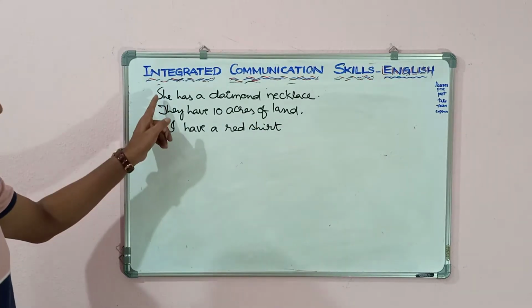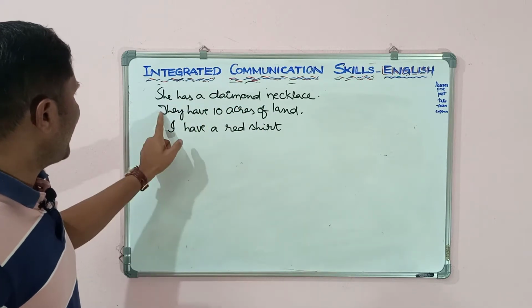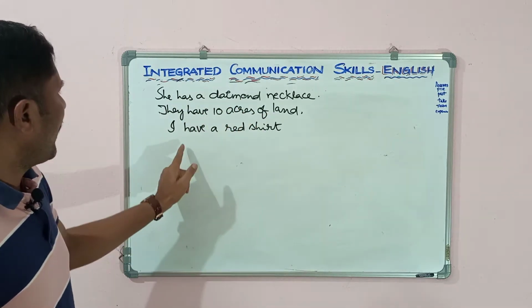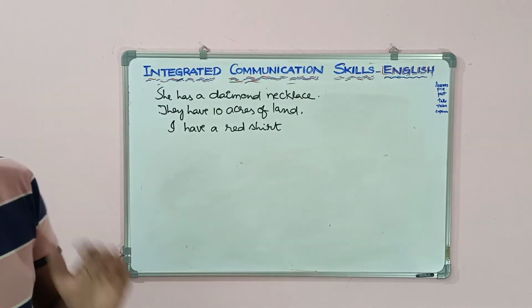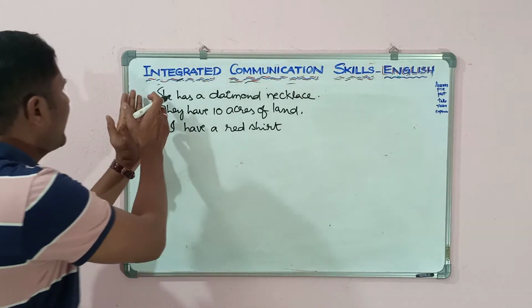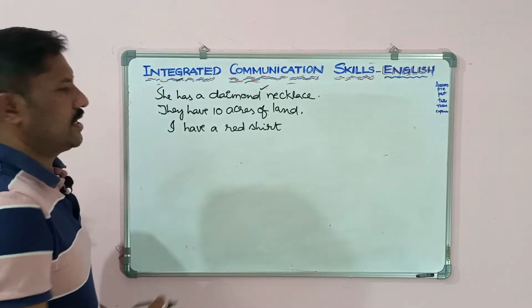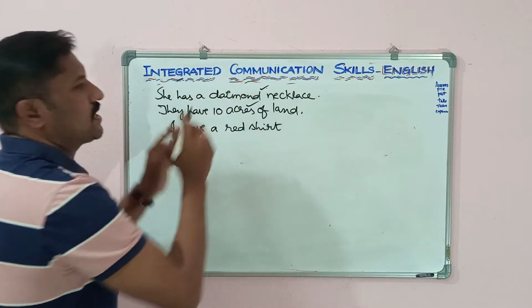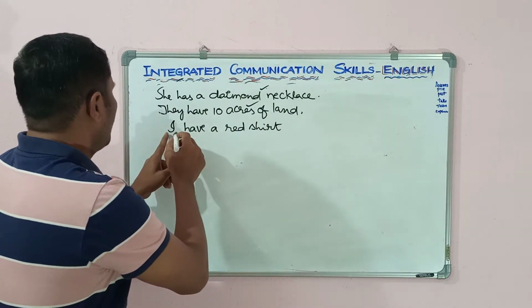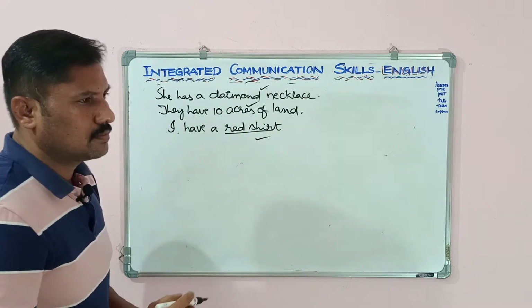Friends, look at these three sentences. She has a diamond necklace. They have 10 acres of land. I have a red shirt. If you observe these sentences, she is the owner of a diamond necklace. They are the owners of 10 acres of land. I am the owner of a red shirt.